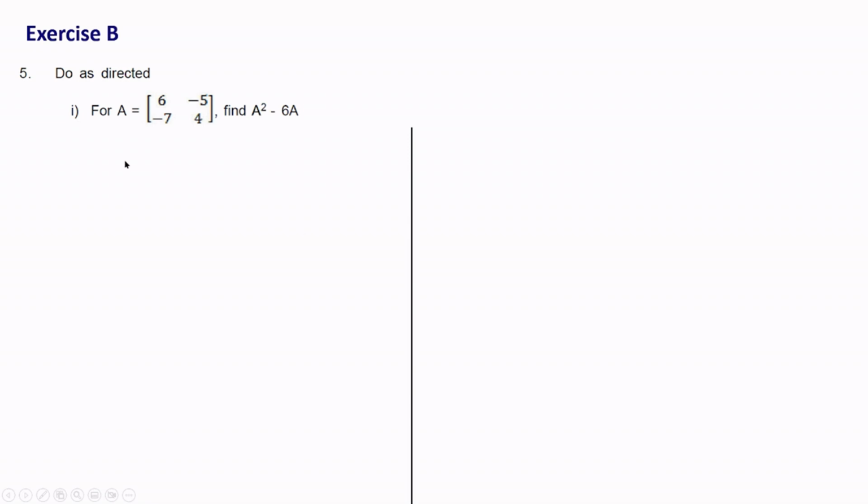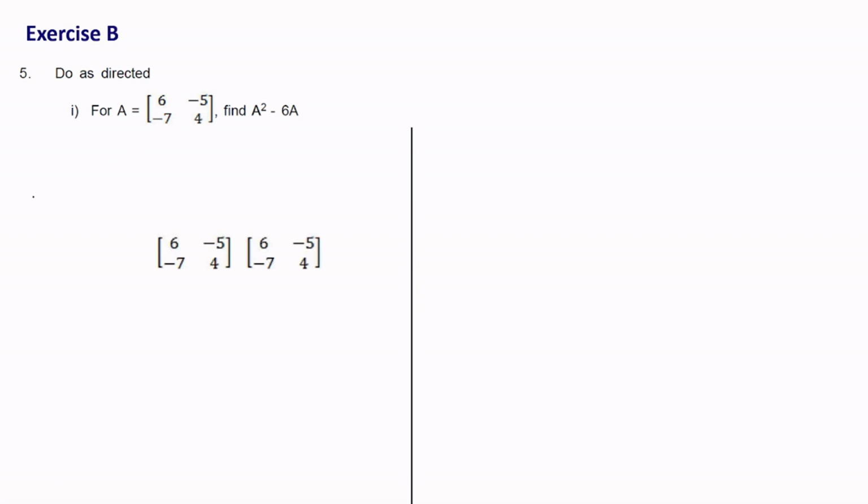Next we have the next question, do as directed. So we have to find whatever is asked. For A equal to the matrix 6, minus 5, minus 7, 4, find A square minus 6A. So first we have to find A square and then let us find A square minus 6A.